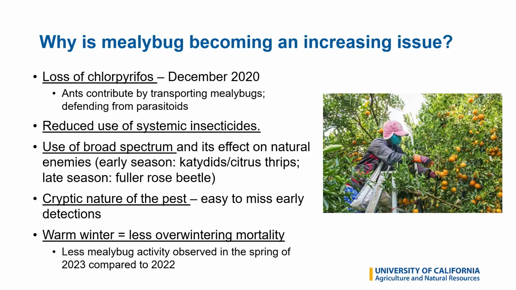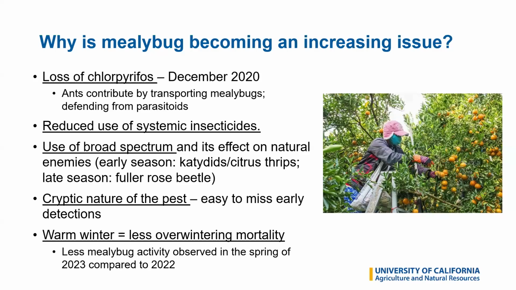Third plausible reason is use of broad spectrum insecticides and its effect on natural enemies, especially early season application targeting katydids and citrus thrips. As you all know, citrus thrips are key pests in California because they cause scarring. And for 2-3 years, almost for the last decade, they have been increasingly challenging to manage, and our growers have gone back to using broad spectrum insecticides, and that might have disrupted natural enemy balance for mealybug, and over time led to mealybug population explosion. Another reason, late season application for pests like fuller rose beetle.